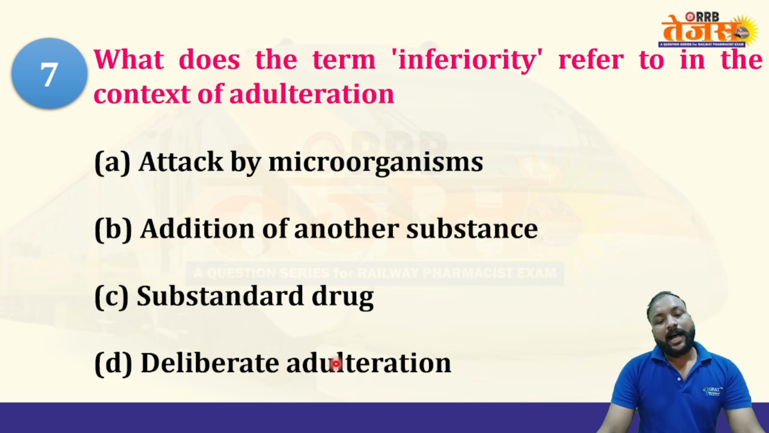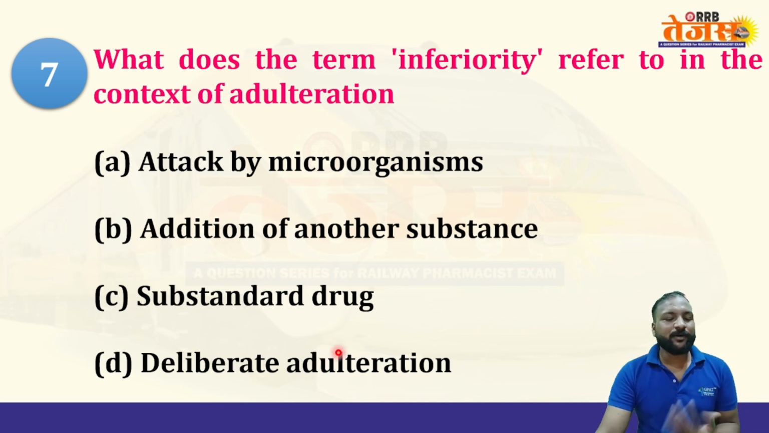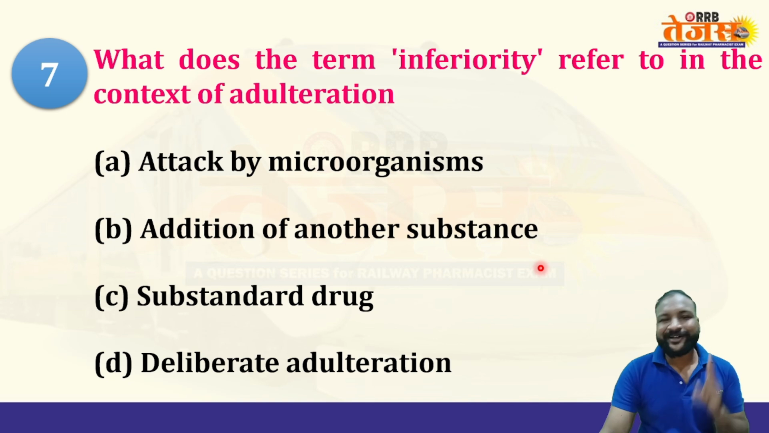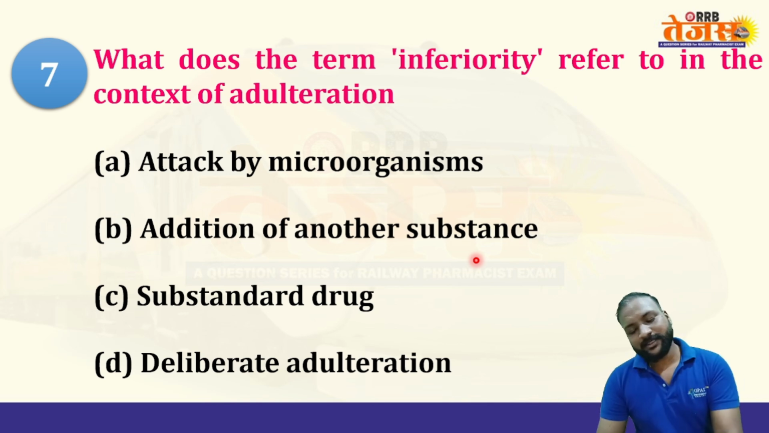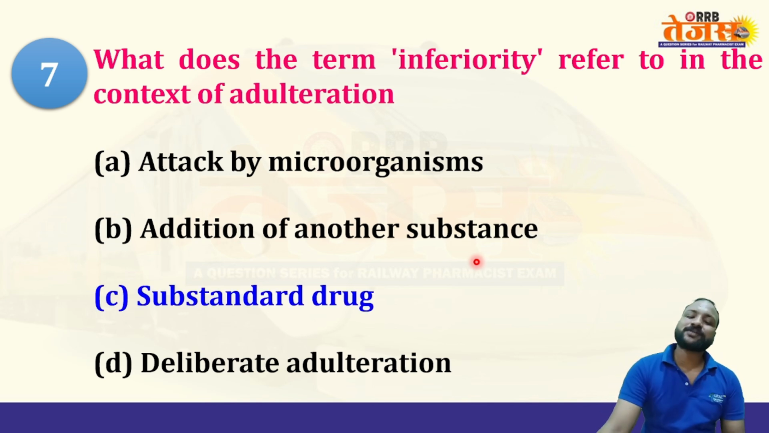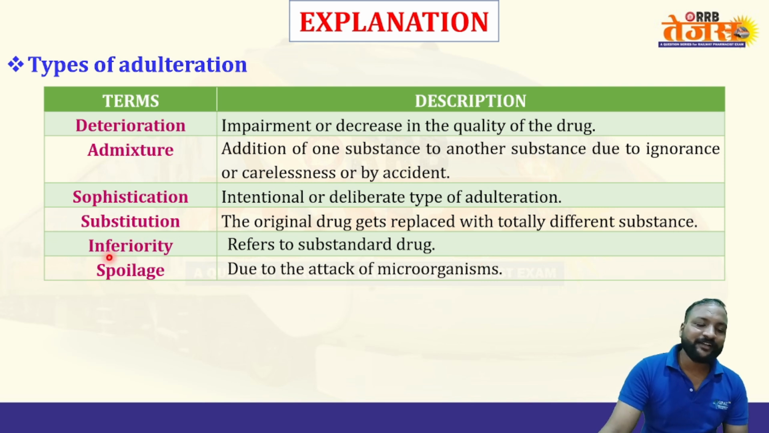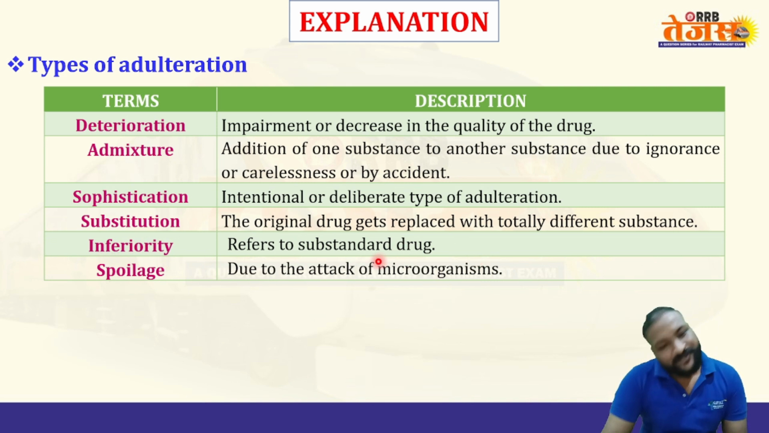Yes, I'll suggest you one thing. All of you try to apply the elimination method, because in these four options, definitely there will be two wrong options there. Okay, so you should eliminate them because they are not the right answer. You can easily sense it. You should choose the right answer from the remaining two with your own IQ or with your own knowledge. Clear? Yes, but here the right answer is a substandard drug. Inferiority refers to the substandard drug.